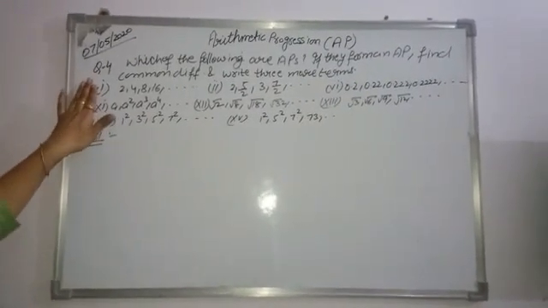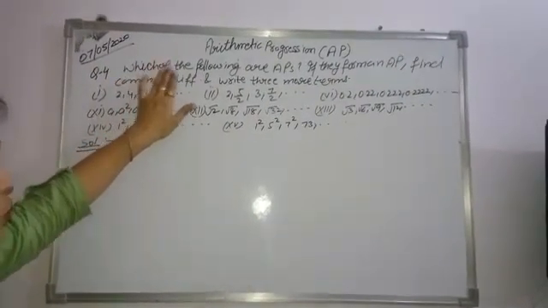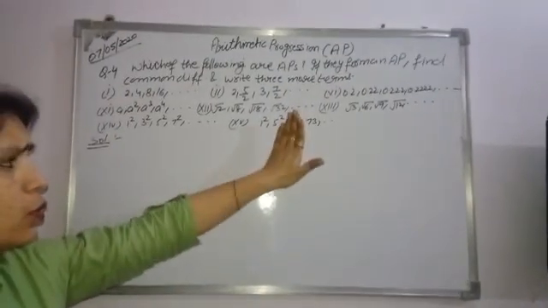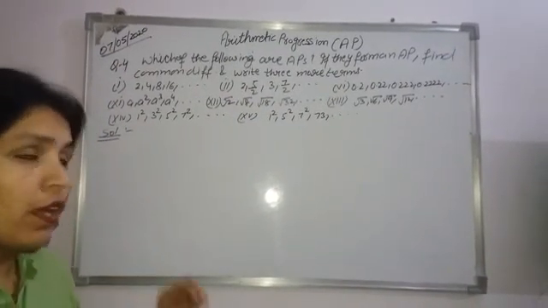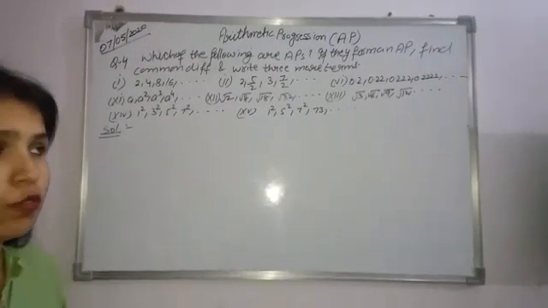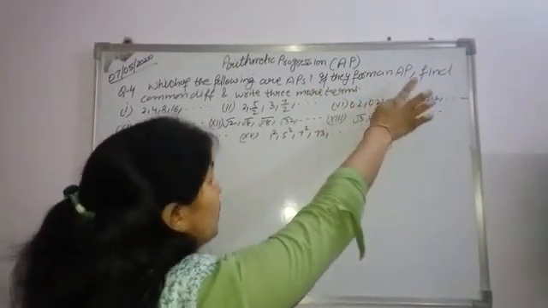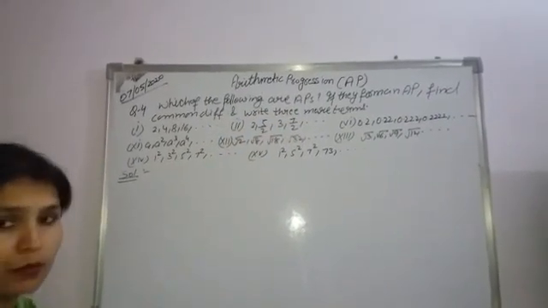Now this is the fourth question. What is this fourth question? Which of the following are APs? Some numbers are given to us, and we want to check whether these numbers form an AP or not. And if they form an AP, find the common difference and write 3 more terms.